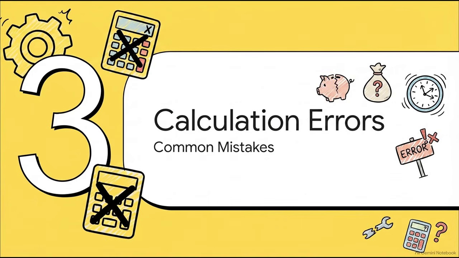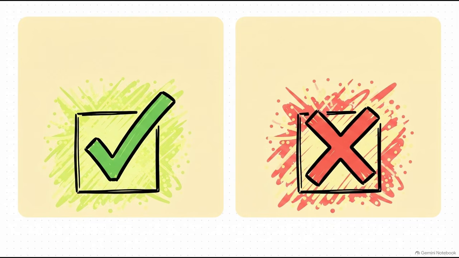Part 3. Avoiding common calculation errors. Okay, so we have our definitive 4-part formula. Now let's rapid fire through some myths that will completely derail your budget meetings.